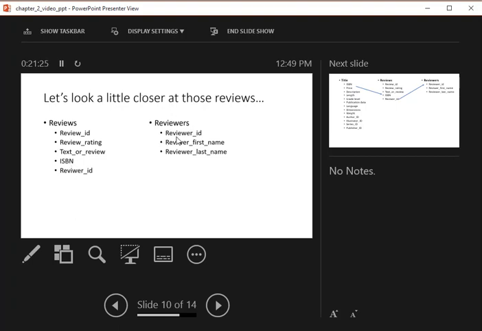So here's the reviewers table. It would have my reviewer ID that Amazon assigned me. It would have my first name and my last name.